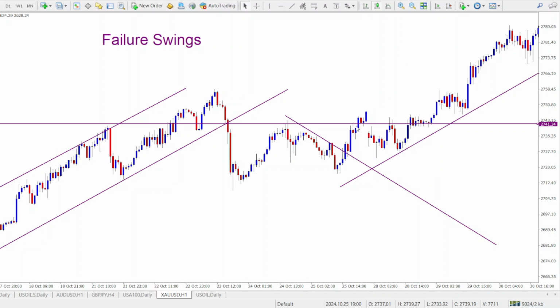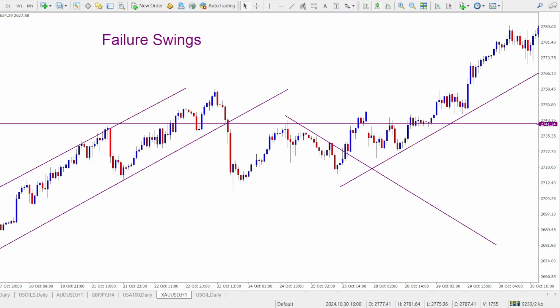When you identify a failure swing on time, do not wait for your winning trade to turn into a losing trade before you close the trade. Now that we know what failure swings are and why they matter, let's talk about how to incorporate them into your trading strategy. One of the most effective ways to use failure swings is in conjunction with other technical indicators like RSI or MACD, any other indicator of your choice. Now, these indicators can help you confirm whether a failure swing is part of a broader trend reversal or just a small pullback in the market.